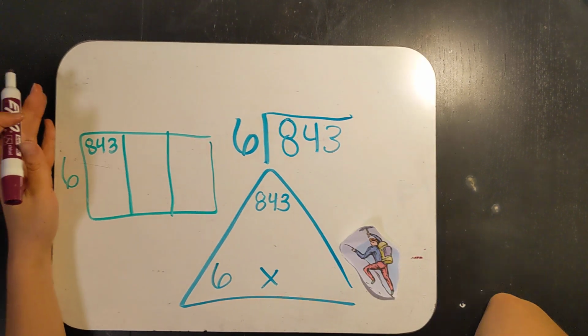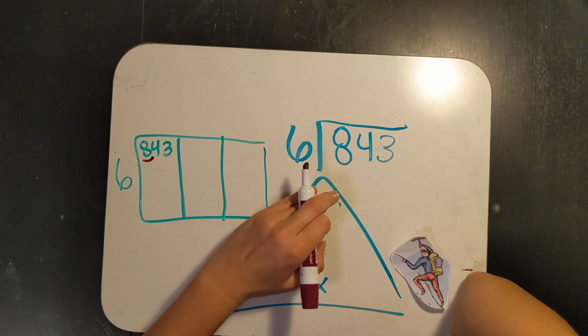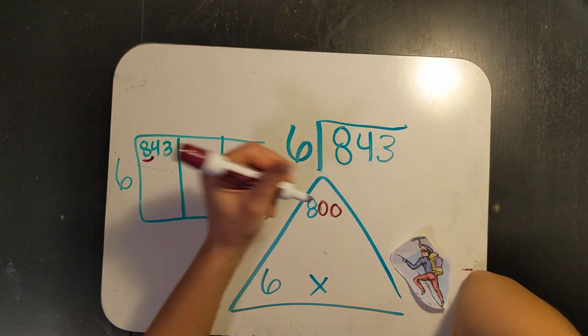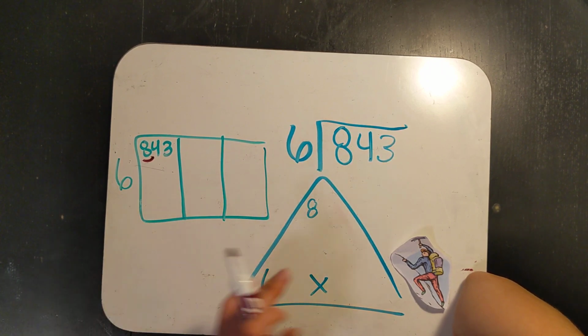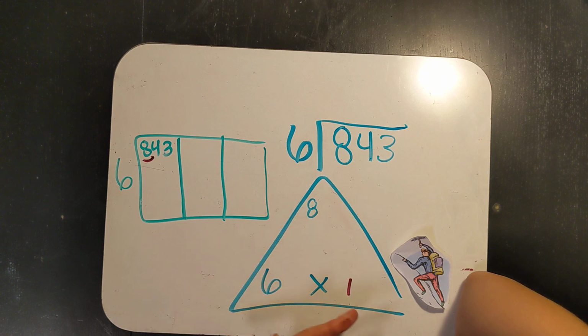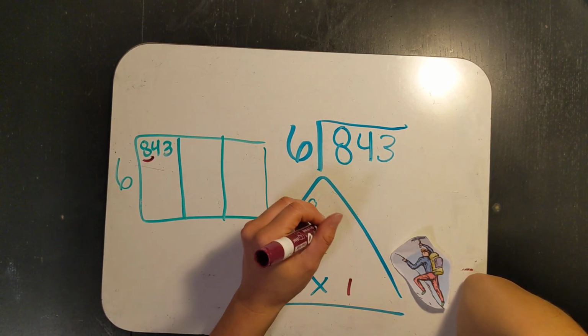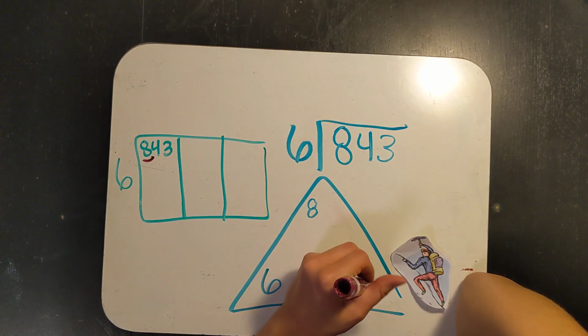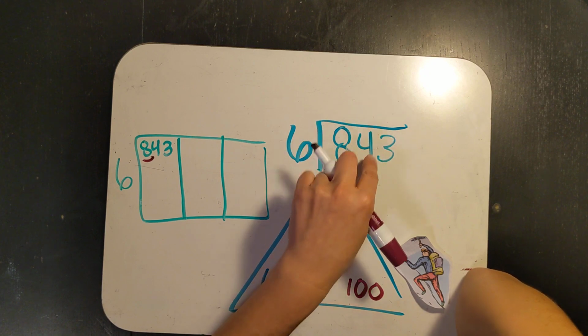Let's do our first step. Look at that 8. Let's make it an 800. 6 times something will get us to 800. Take away the 0. 6 times something will get us to 8. Pause the video, give it a try. What goes here? 6 times 1 gets us close to 8, I should say. Let's put the zeros back in. Let's do 6 times 100, because remember, you're just chipping away at this big number.